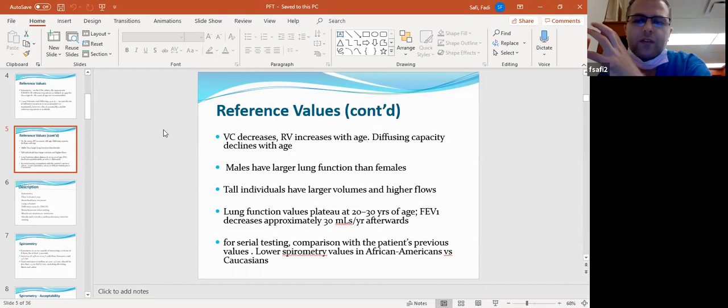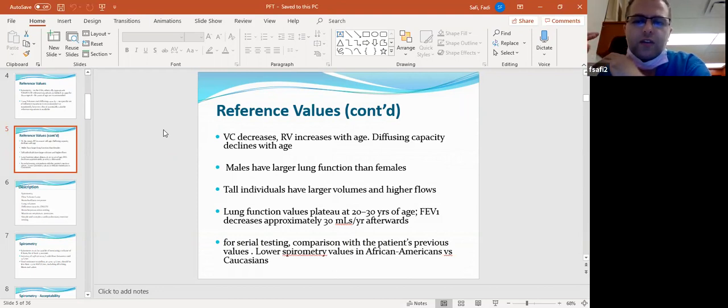So if a normal FEV1 is 3.5 liters, after that it decreases by 30 ml per year. So every 5 years, you decrease by around 150 ml. Every 10 years, around 0.3 liters. Every 20 years, it decreases by around 0.7 liters, and after 25 years, around 1 liter.